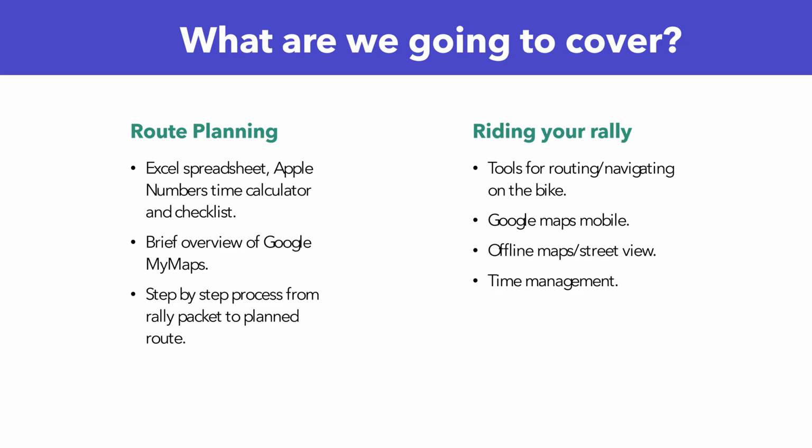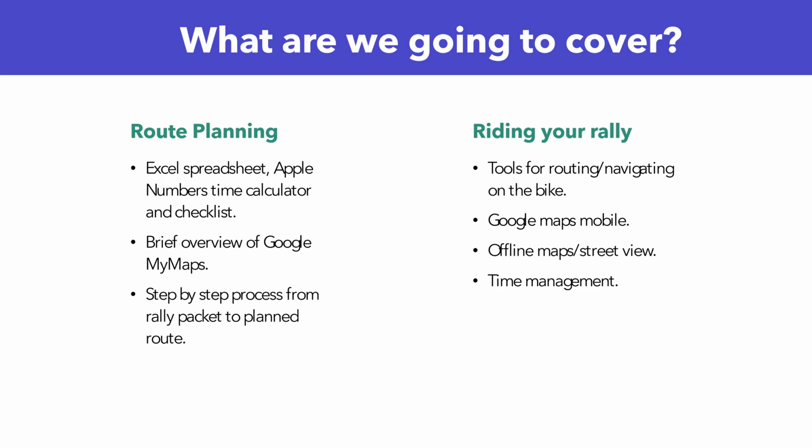We're going to get to do a brief overview of Google MyMaps. A lot of people use Garmin BaseCamp, and for some out there, Google MyMaps is not the tool of choice. For me, it's my go-to. So we'll go over some of the basic fundamentals of it and how to use it in building a route for a rally. Then we're going to go through a step-by-step process using a checklist I've made from preparing in your hotel room to getting your rally packet and every step along the way to getting that information in your spreadsheet, into your routing software, and planning a route until you're out the door.